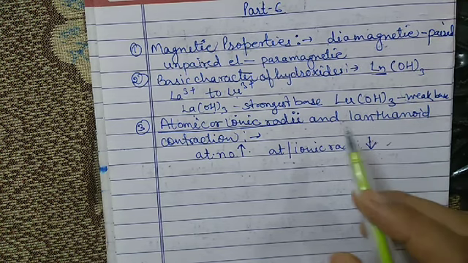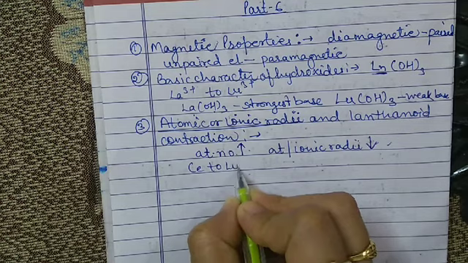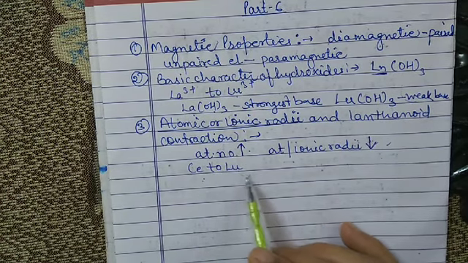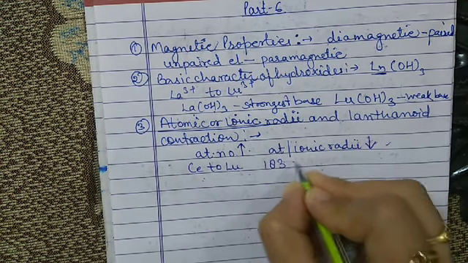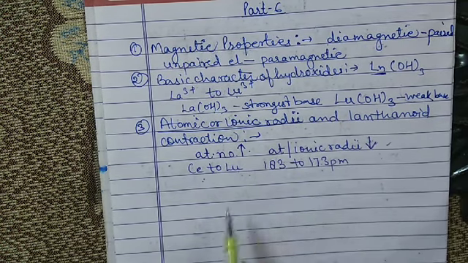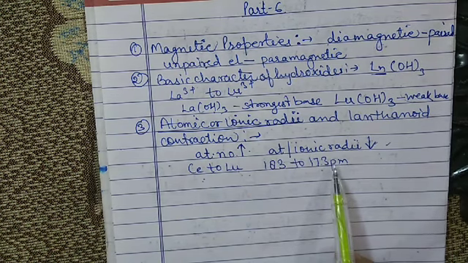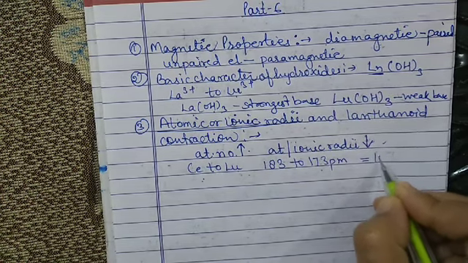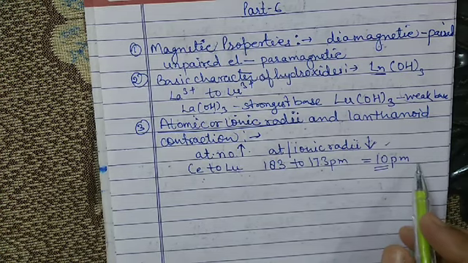For example, on moving from cerium to lutetium, the atomic radii decrease from 183 to 173 picometer. The difference is only 10 picometer. This is a very small difference.